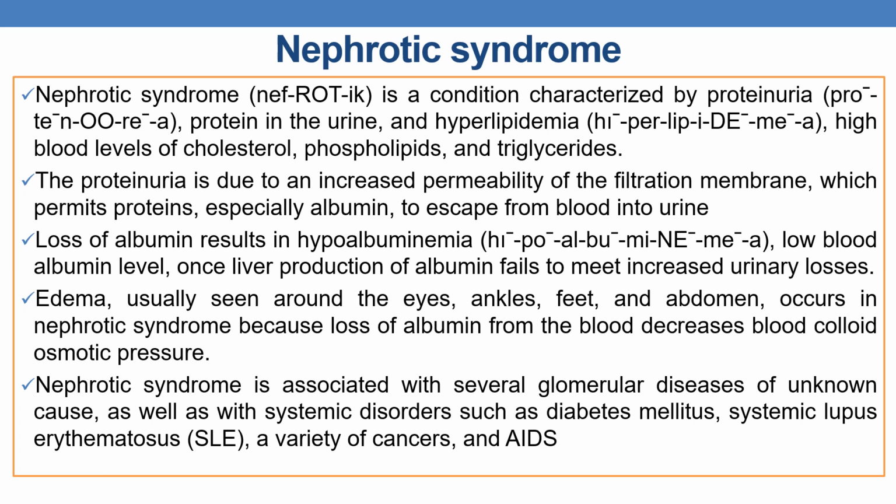Low blood levels of albumin. Once the liver production of albumin fails to meet the increased urinary losses, this leads to low levels of albumin in the body. The next is edema, usually seen around the eyes, ankles, feet and abdomen. It occurs in nephrotic syndrome because the loss of albumin from the blood decreases the blood colloidal osmotic pressure, due to which edema may result.